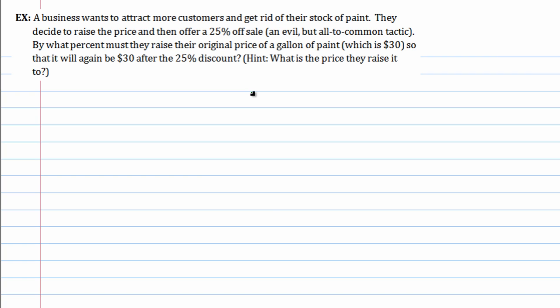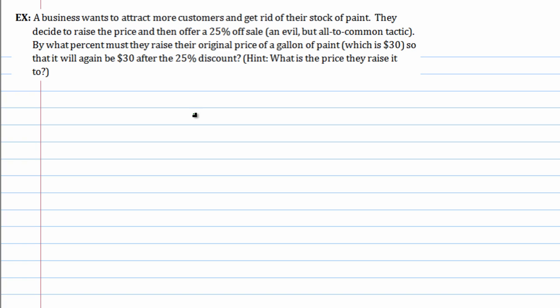So let's try an example that has a different kind of formula to it. Let's see, we have a business that wants to attract more customers and get rid of their stock of paint. And they decide to raise the price. So let's say 6 months ago they raised the price, and now today they offer 25% off sale. Or maybe let's say 6 days ago they raised the price and then offered 25% off sale. This tactic has been used in the past.